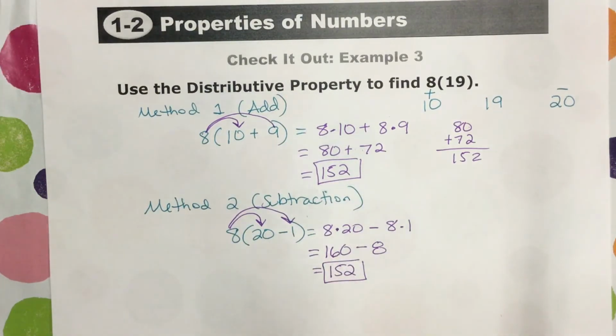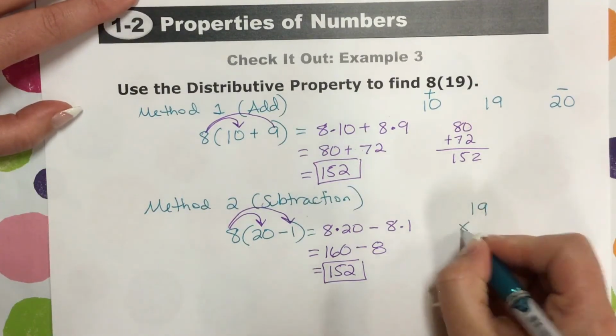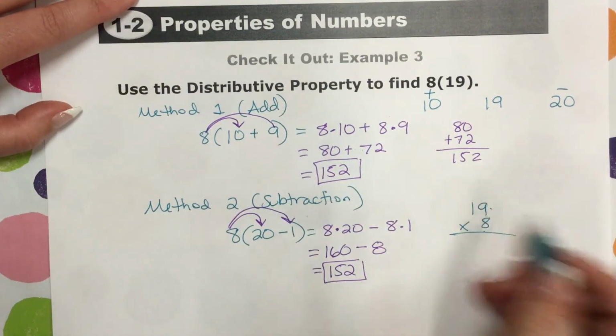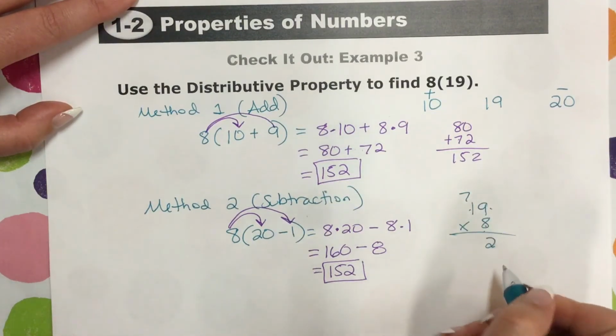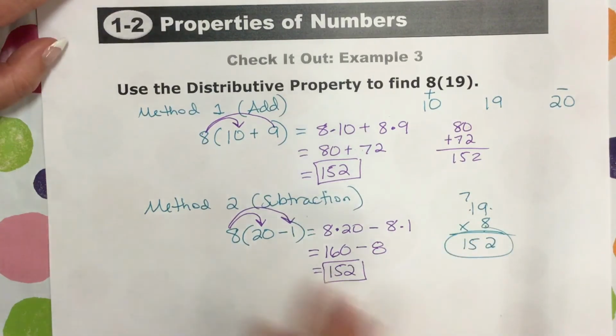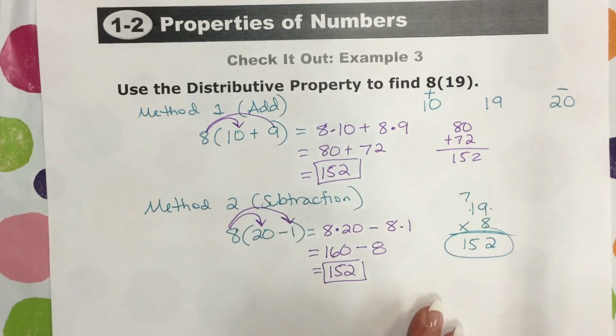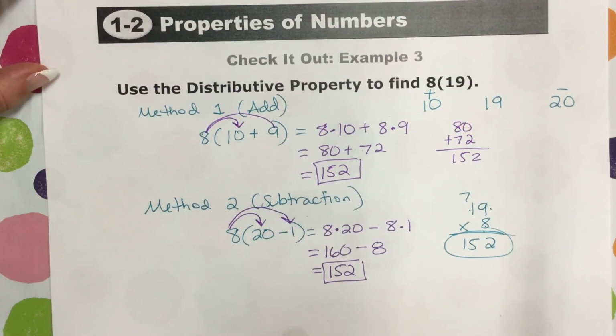Now, the last time, I'm just going to do the straight multiplication of 19 times 8. So 8 times 9, that's 72. Write the 2, carry the 7. 8 times 1 is 8 plus 7 is 15. And so we get the same answer. So kind of cool. Just different ways to manipulate the numbers to get the answer using the distributive property.